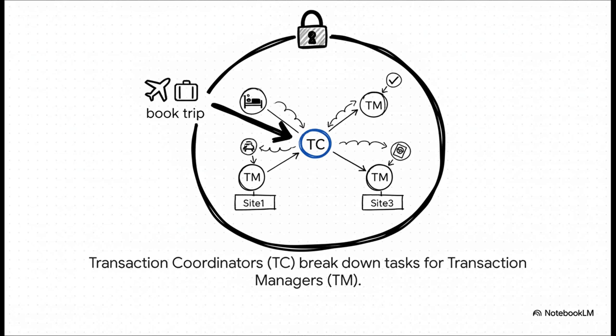This diagram here gives us a peek at how that coordination actually works. In the middle, you see the Transaction Coordinator, or TC. Think of it as the project manager. It takes your big request, like book my trip, and chops it up into smaller tasks. Then it sends those little jobs out to the transaction managers, the TMs, at all the different locations. The coordinator's main job is to sit back and wait until every single manager gives it a thumbs up before calling the whole thing a success.